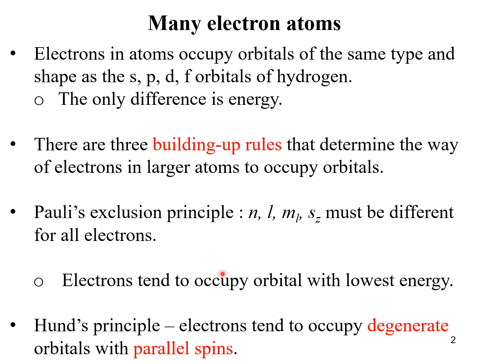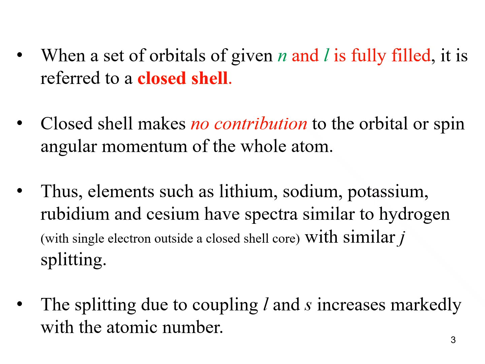The electrons tend to occupy orbitals with the lowest energy, and according to Hund's rule, the electrons tend to occupy the degenerate orbitals with parallel spin before they pair up. When a set of orbitals of a given n and l is fully filled, it is referred to as a closed shell. A closed shell makes no contribution to the orbital or the spin angular momentum for the whole atom. Therefore, when we determine the term symbols, we do not consider the electrons occupying the closed shell.